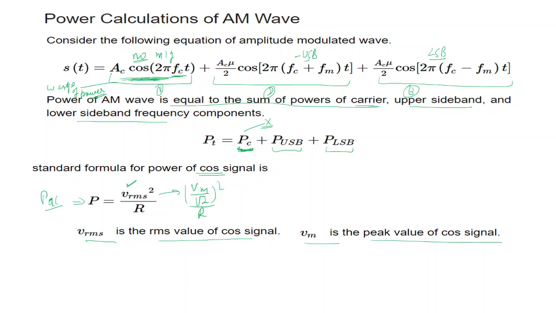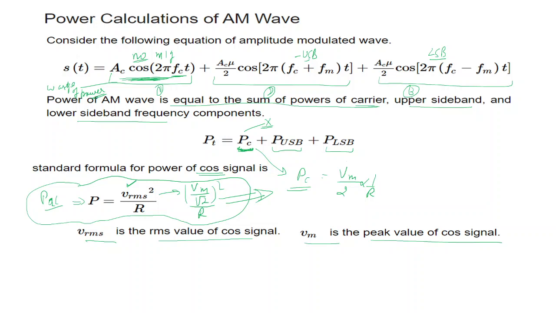Now first of all, we'll calculate this PC. How can we calculate this PC? PC is equal to Vm by root 2 whole square into 1 by R. This is the general result, and here I am using this general result in order to calculate this PC.